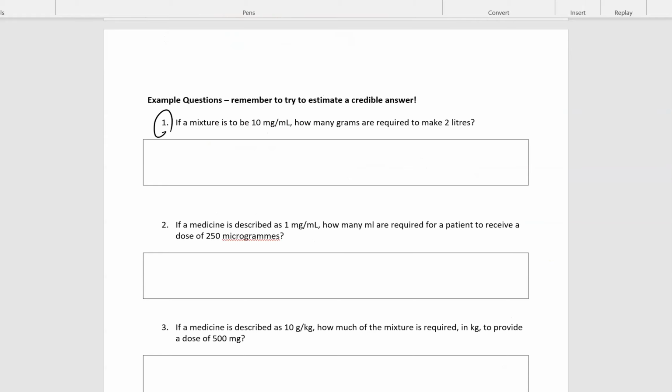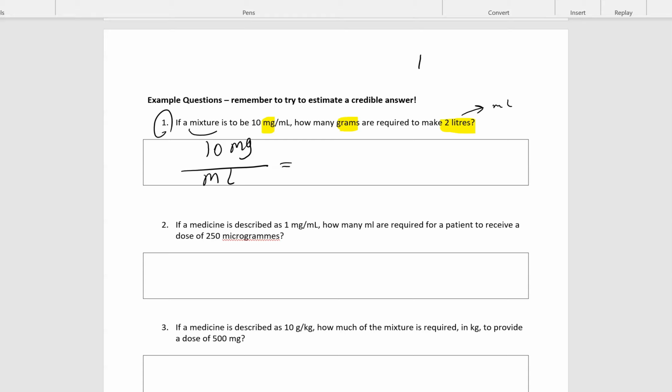In this question, you have a mixture. The mixture has a concentration of 10 milligrams in 1 milliliter. How many grams are required to make 2 liters? Here it is in milligrams. So for 2 liters, first of all, I'm going to change the liters to milliliters.